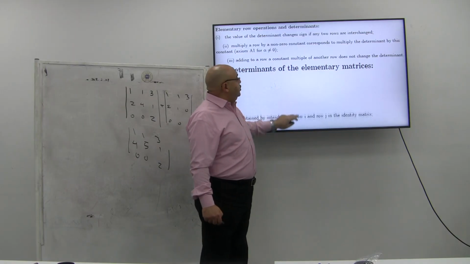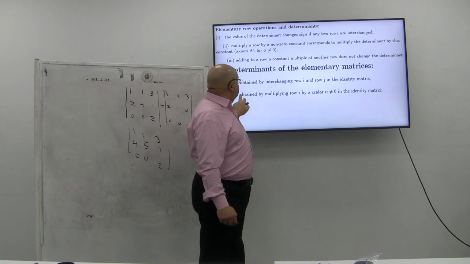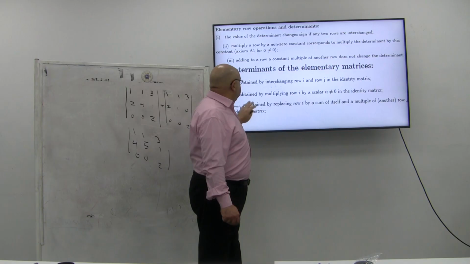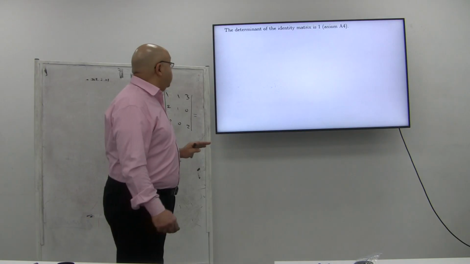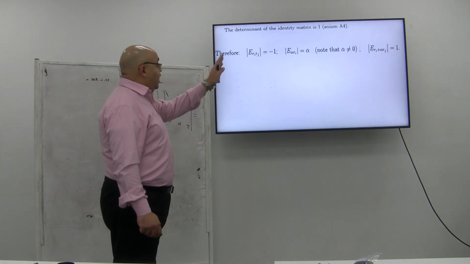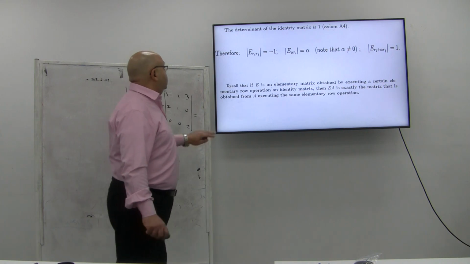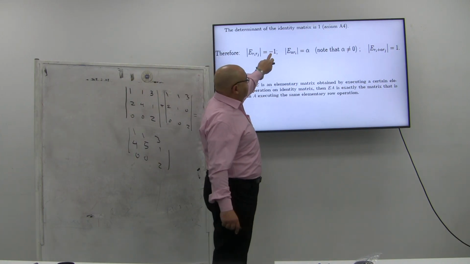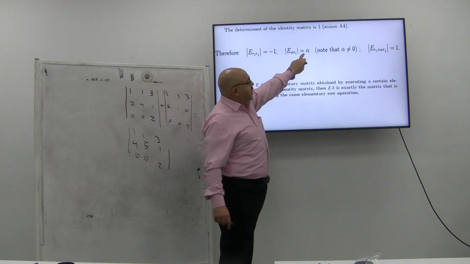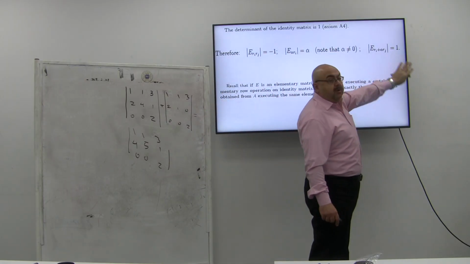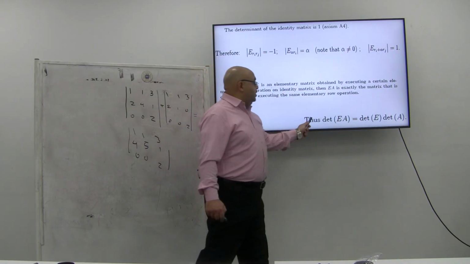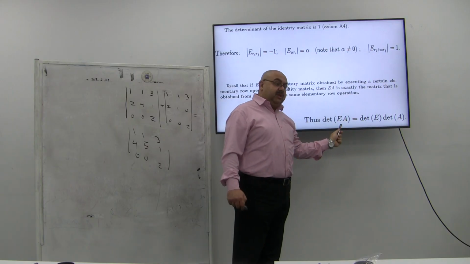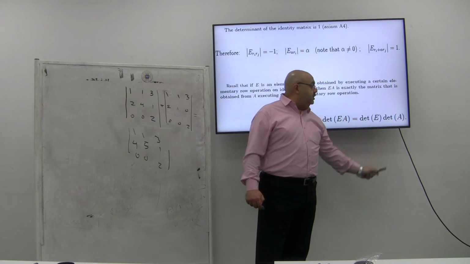Okay, determinant of the elementary matrices. In specific, if you multiply by alpha, the alpha will appear. If you interchange rows, the sign will change. If you add to a row a multiple of another row, the value is not going to change. Okay, I want you to remember these are the ones that I was telling you about. This is the replacement: the value of the determinant is going to be negative. Multiplying by alpha, the determinant is going to equal alpha. If you add to a row a multiple of another row, the value will remain the same as an identity matrix. Of course, determinant of E times A, elementary matrix times any matrix, equals determinant of E times determinant of A.